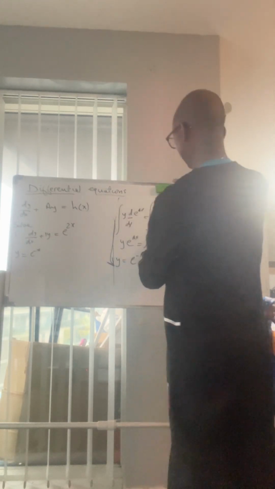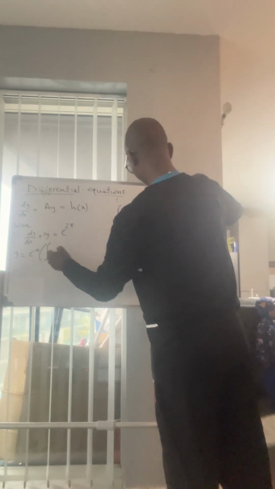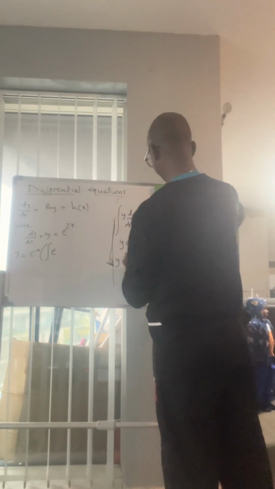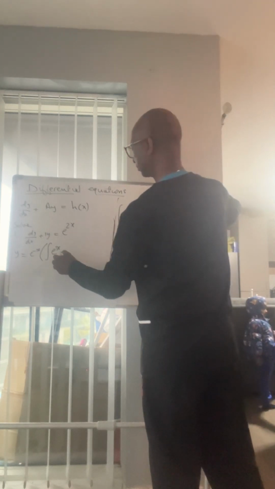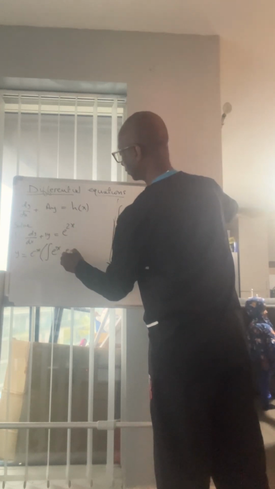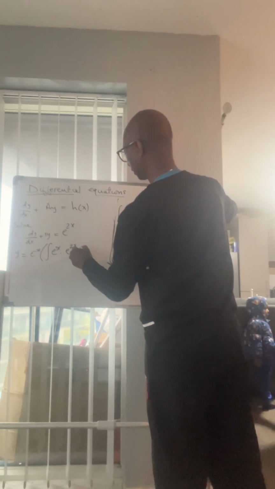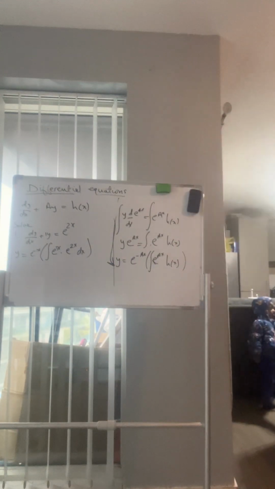We are looking at this formula here. Then you have something like this. Then you have your integral sign. You have again e raised to the a, which is still 1, and x. Then times h of x. What is h of x? H of x is e raised to the 2x dx. This is your answer.